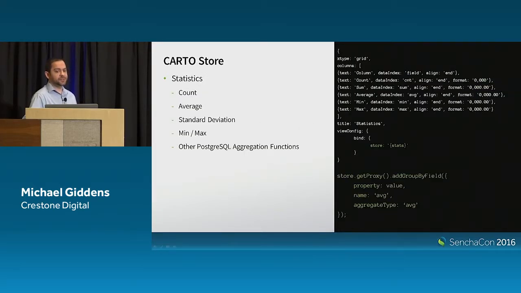We also have the options to aggregate the data and have examples on GitHub of how to make use of this. Basically, you can call an add group by field, and you would set the property value, which is one of your columns in your database, then the name of the field that you would like it to be called when it returns to map to either your grid panel or something else, and then the aggregation type. So you can set the value to be an average, a count, standard deviation, min, max, really anything that is a statistical function.